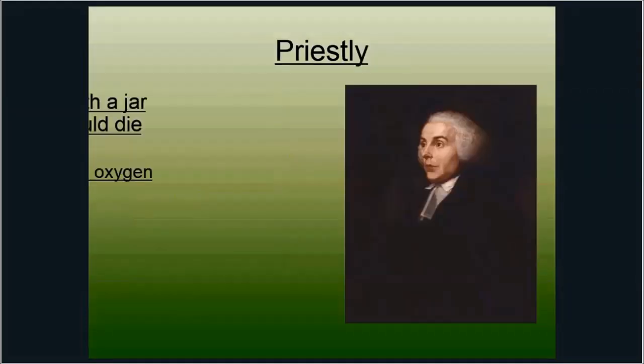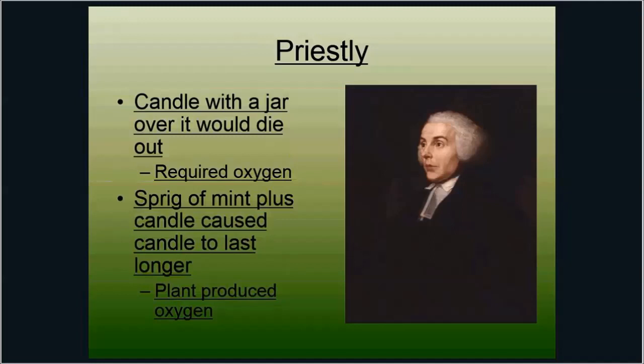Another scientist that studied photosynthesis or plants in the 1700s was Priestley. He covered a burning candle with a jar, and he noticed pretty quickly that the candle would go out. Then he did another experiment. He put a little sprig of mint and the candle in a jar and noted that the flame of the candle would last a lot longer with the mint in there.